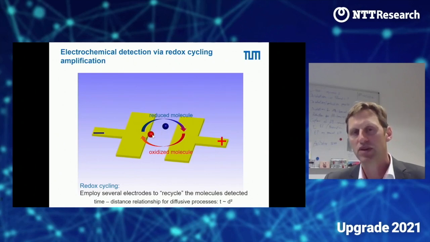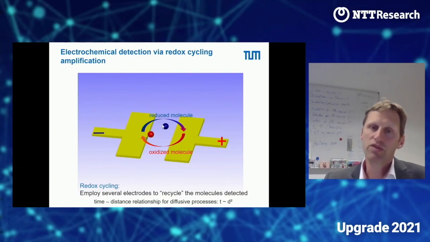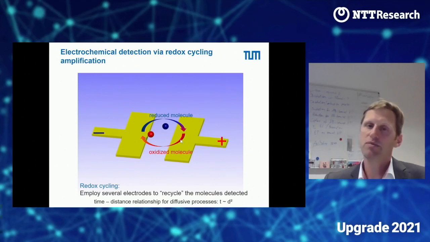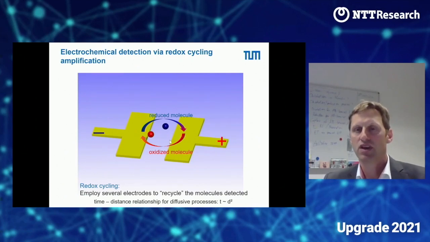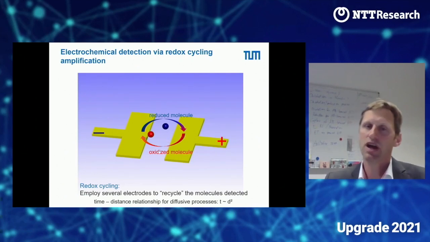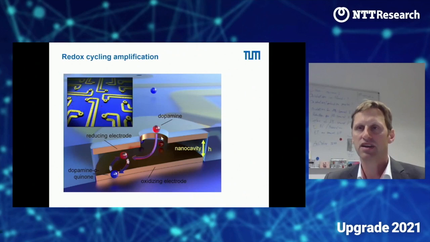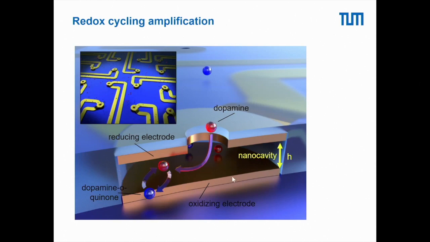Since the time a molecule takes to move from one electrode to the other depends on the distance squared, if it's a diffusive process, we can actually gain quite a lot. So if we make these electrodes very, very close to each other, going into the range of tens of nanometers, we can drastically amplify the current down to the level where you can almost see single molecules. And here's just a conceptual picture of how these sensors work. You have an oxidizing electrode at the bottom and a reducing electrode at the top. If the molecule comes, it can go into this recycling process and thereby be amplified.